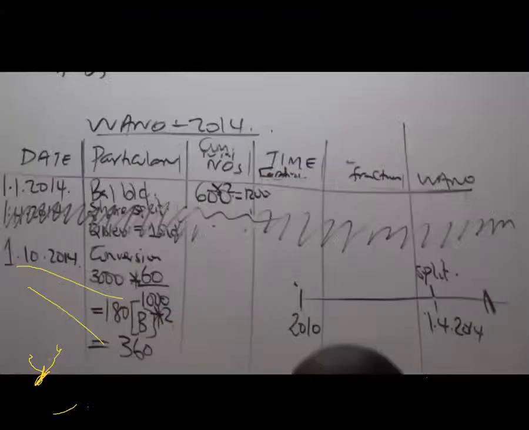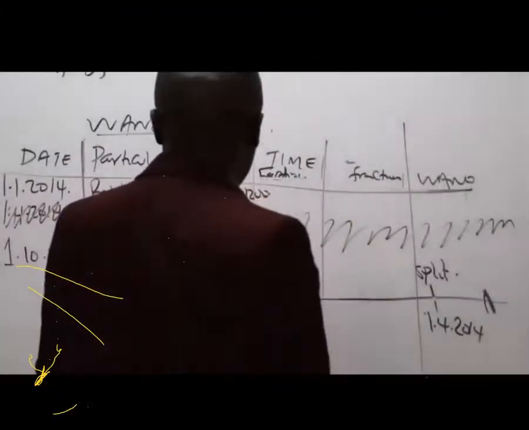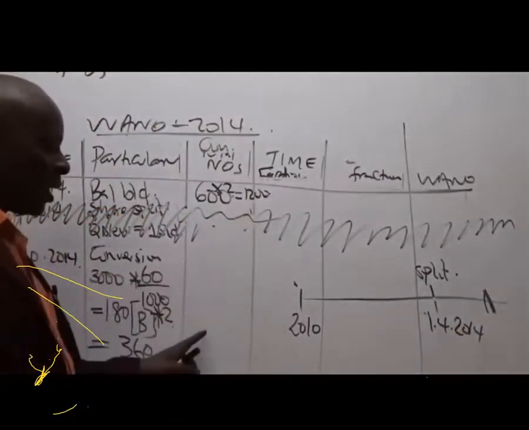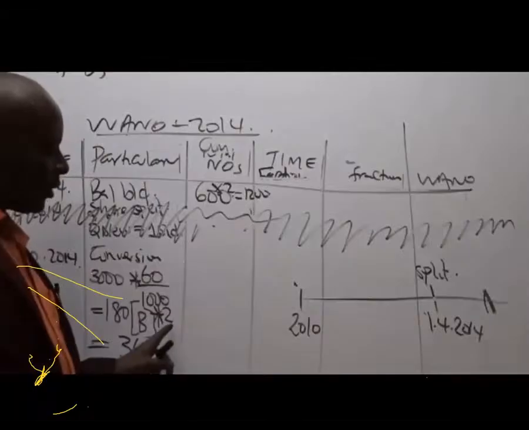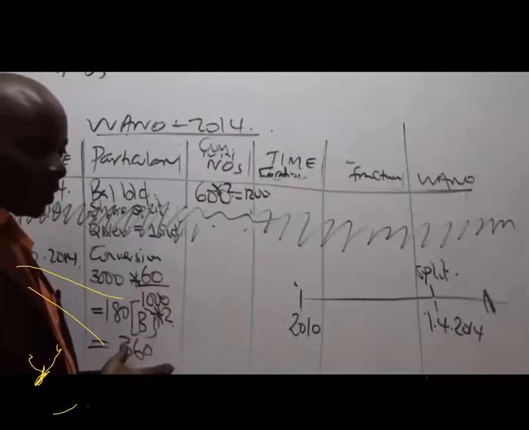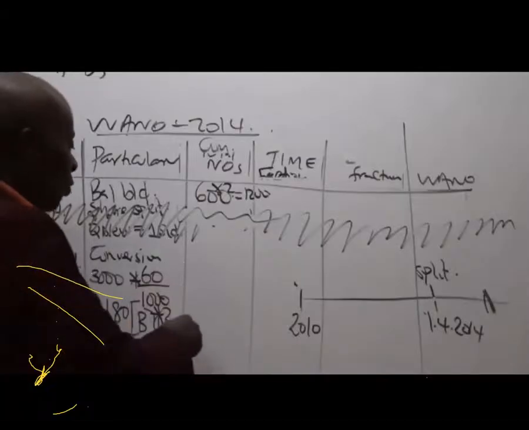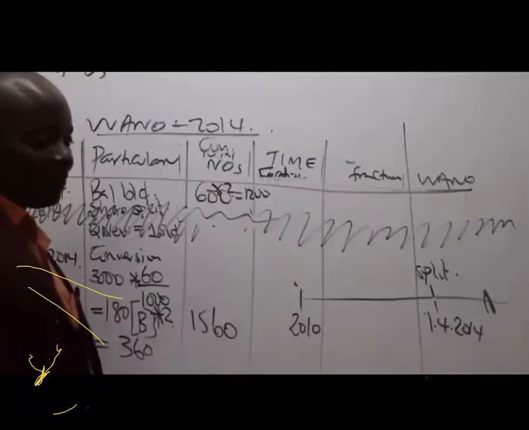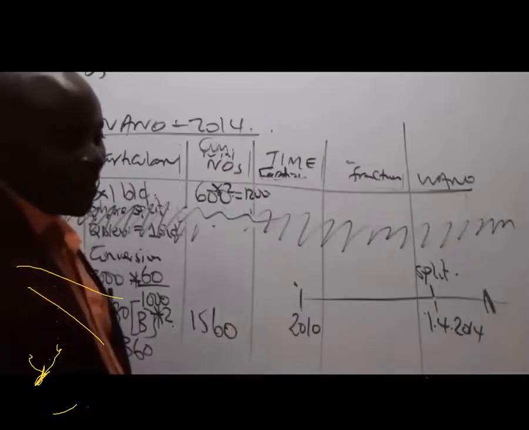Ladies and gentlemen, listen to me very well. So we have here 360. When I accumulate here, 1200 plus 360 gives me what figure? It gives me 1560, like that.